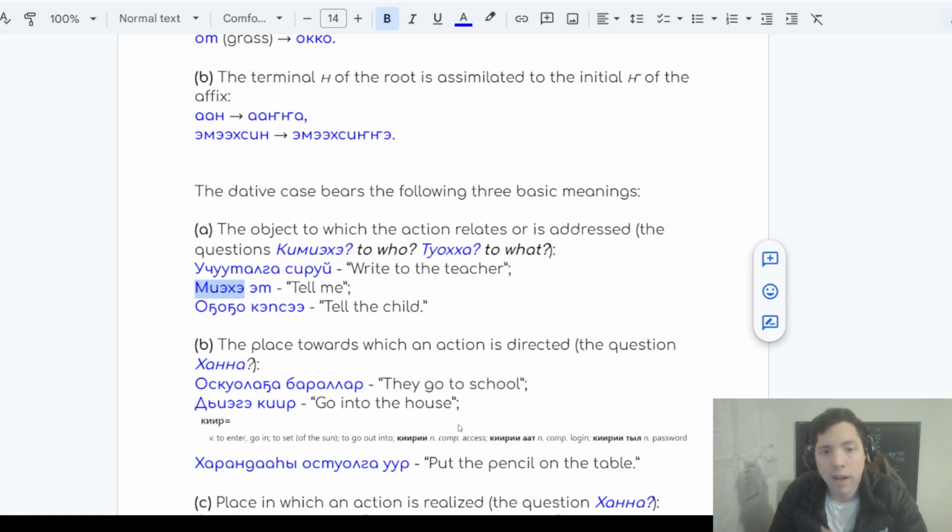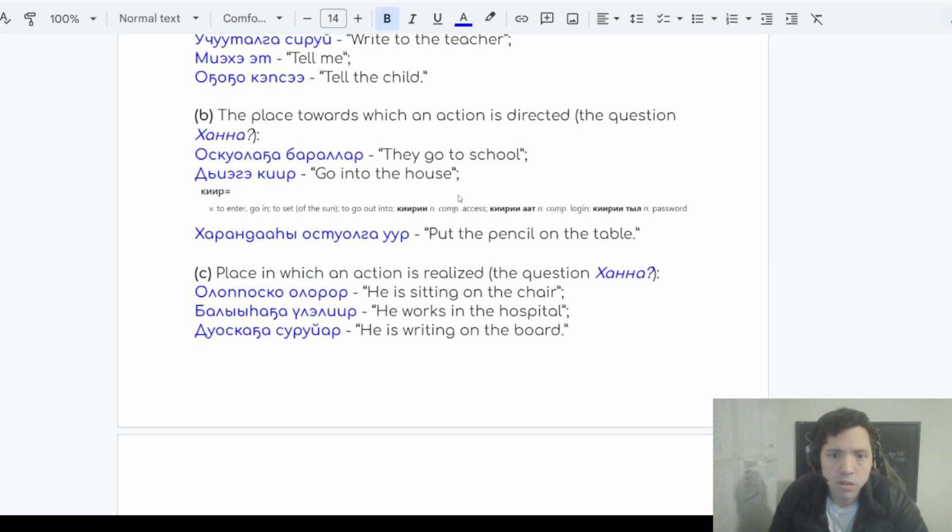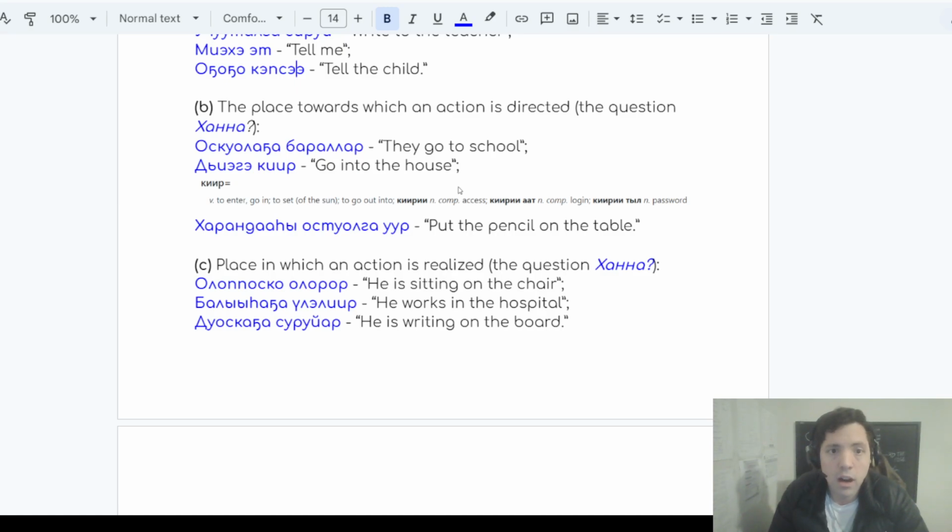The pronouns have their own form. We'll see that in a minute. I think et, tell. Kipse, tell the child. Kipse and et are a little different, but we translated both to tell here. The dative case could also be the place towards which an action is directed, aka to, answering the question handa, meaning where.